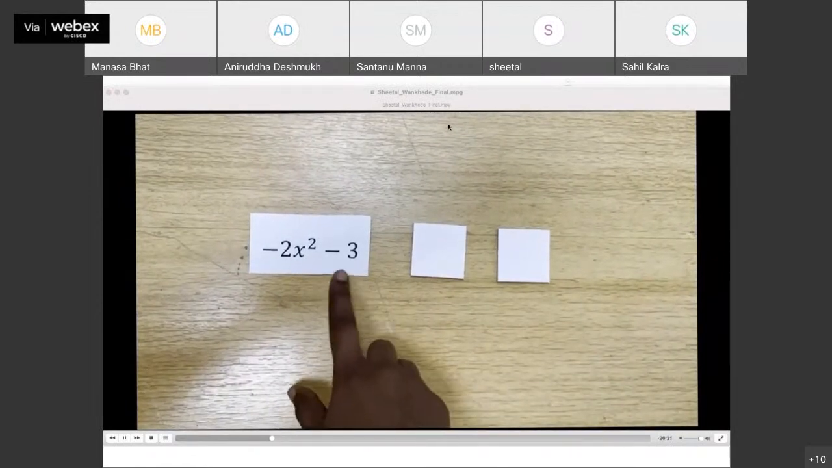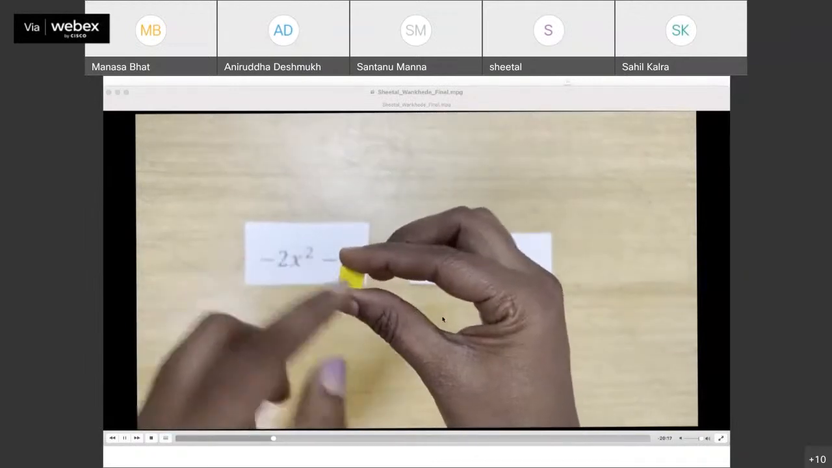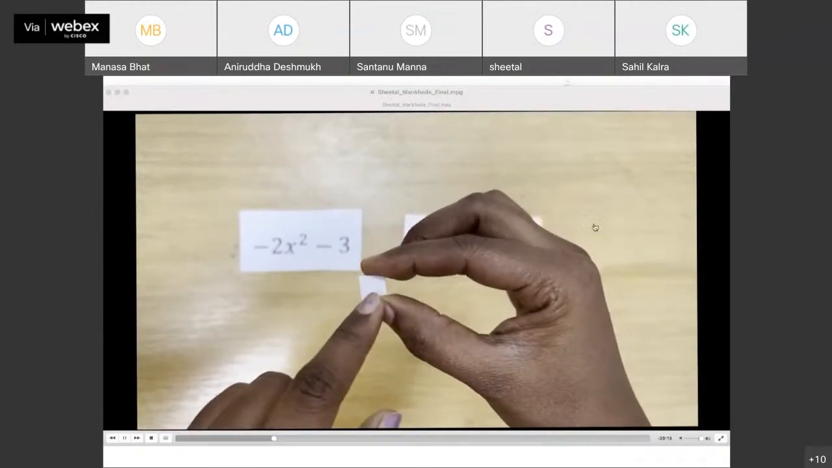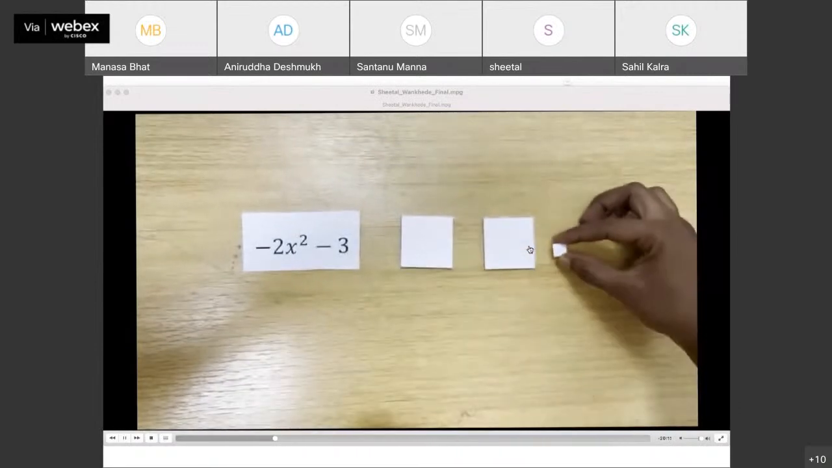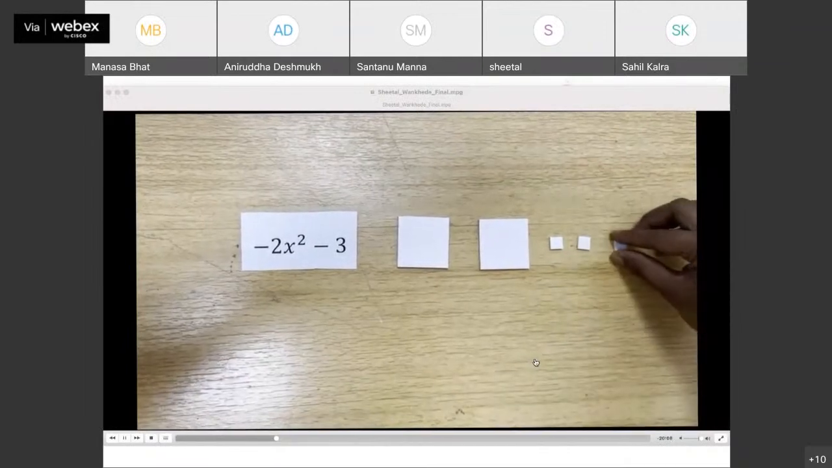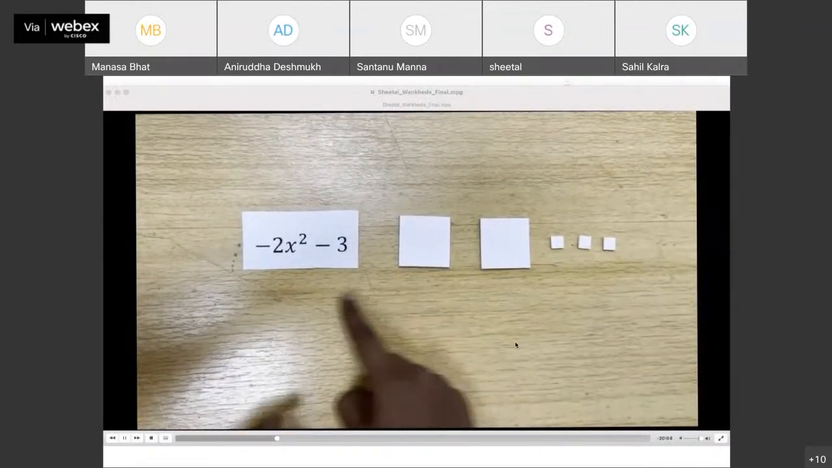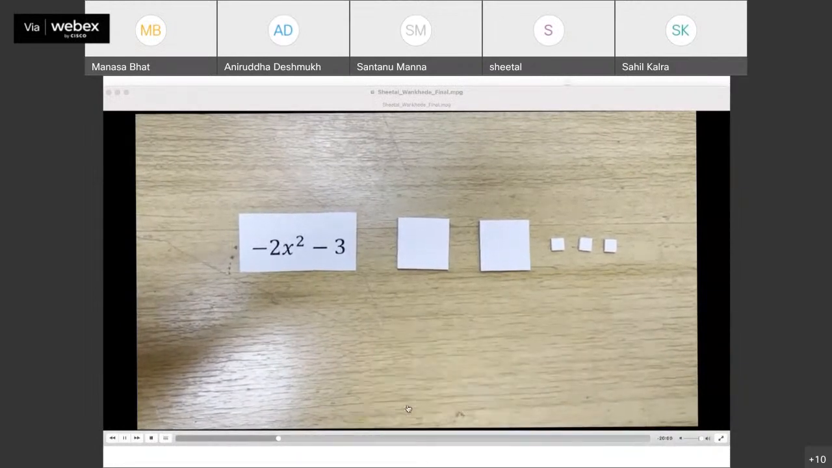And now we need to make this quantity minus 3. As this is your plus 1 and this is your negative 1, 3 times negative 1 gives you minus 3. So we have this one minus 1, minus 1 and minus 1. Now they represent this polynomial minus 2x square minus 3, as you see.